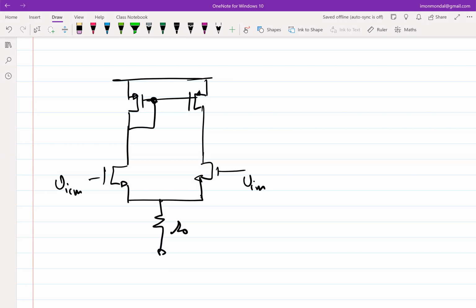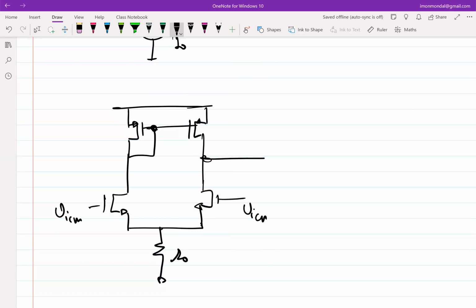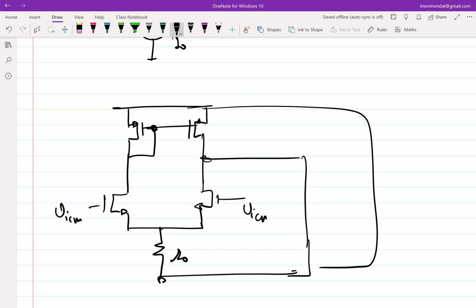So VICM are the two inputs, let's say. And I can figure out the incremental short circuit current. Now, quickly, can you tell me approximately what this voltage will be? It will be VICM, slightly different from VICM because if I change VICM, some current is going to flow into R0, right? But it will be approximately VICM.